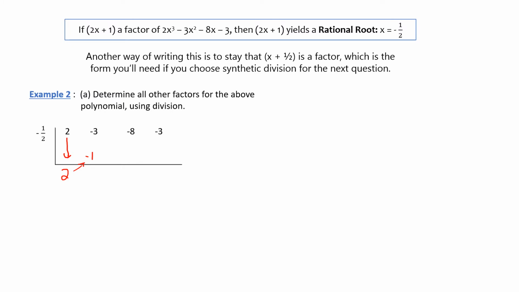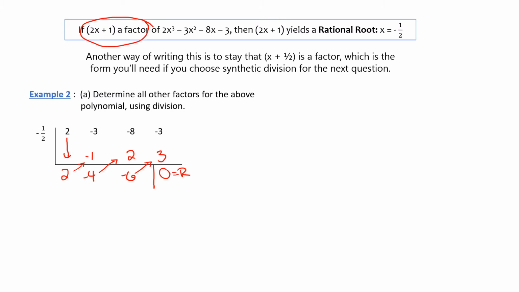Add -3 and -1, we get -4. -4 times negative 1/2 is going to be a positive 2. -8 plus 2 is -6. -6 times -1/2 is 3. And what a surprise, we get 0. This is a remainder, right? This is 0. And it's supposed to be 0 because the question said it is a factor.